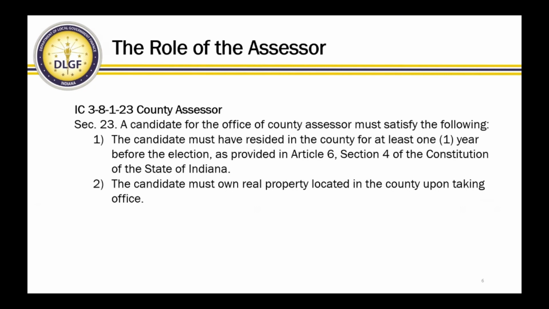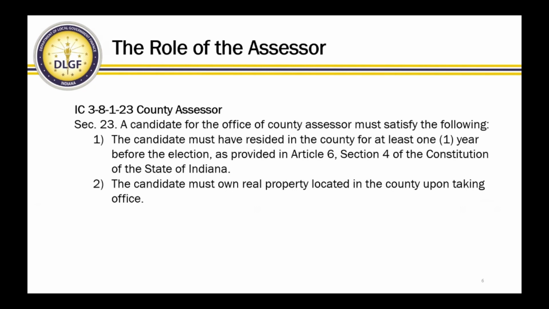A question came up this morning in the webinar in regard to an assessor who satisfies the requirement for living in the county a year before the election and owns the property upon taking office, but sometime during that 4-year term, they sell their property. What happens then? Are they disqualified? Or what if there's a time lapse between when they sold the property and when they buy new property?